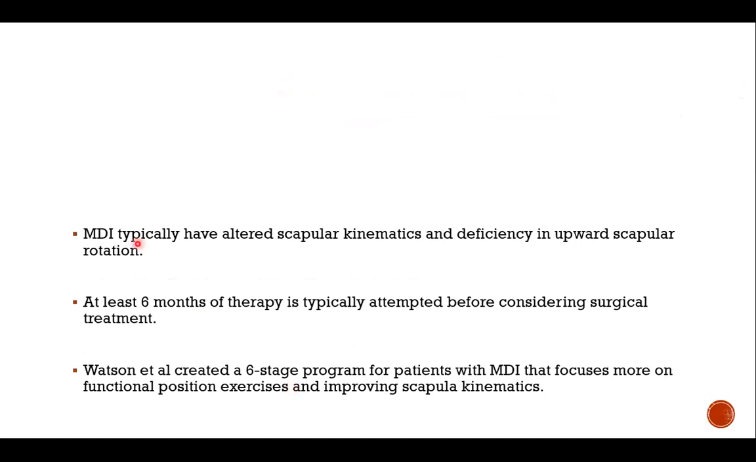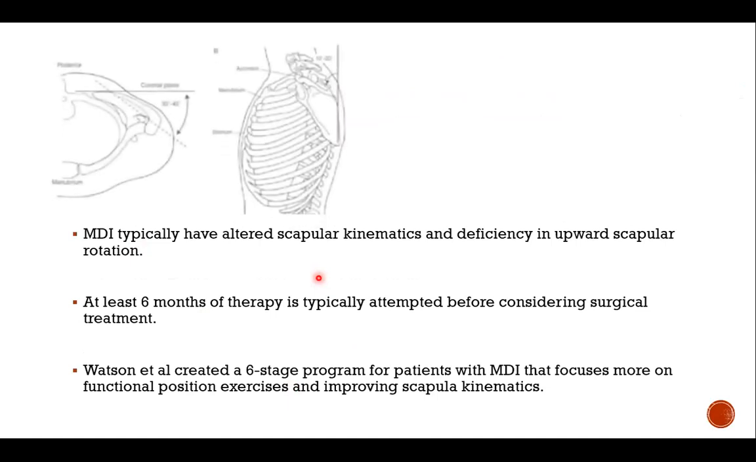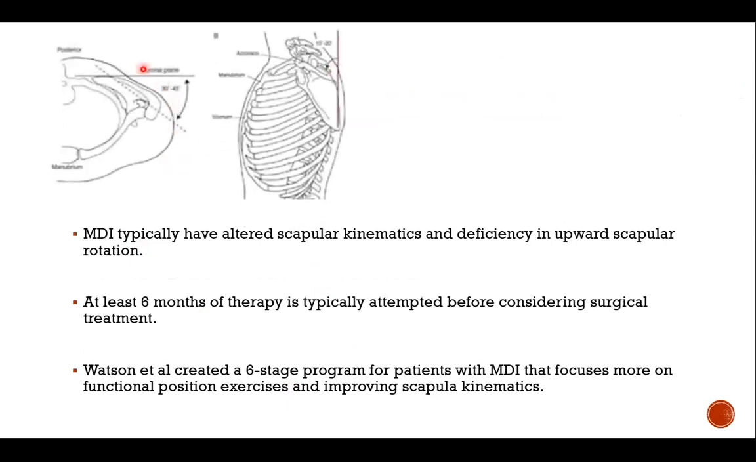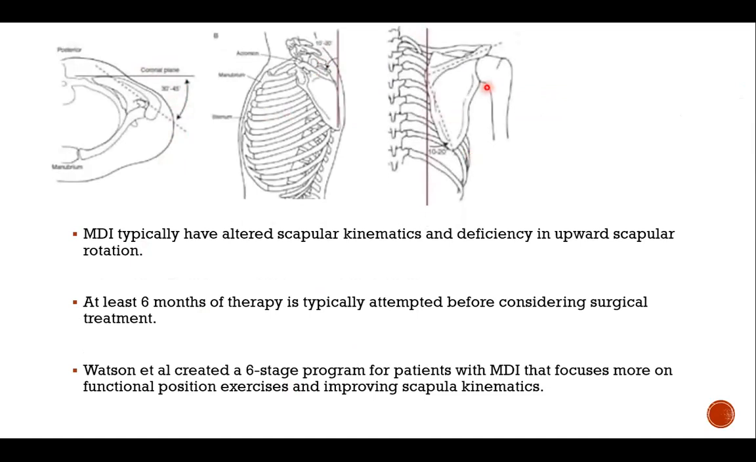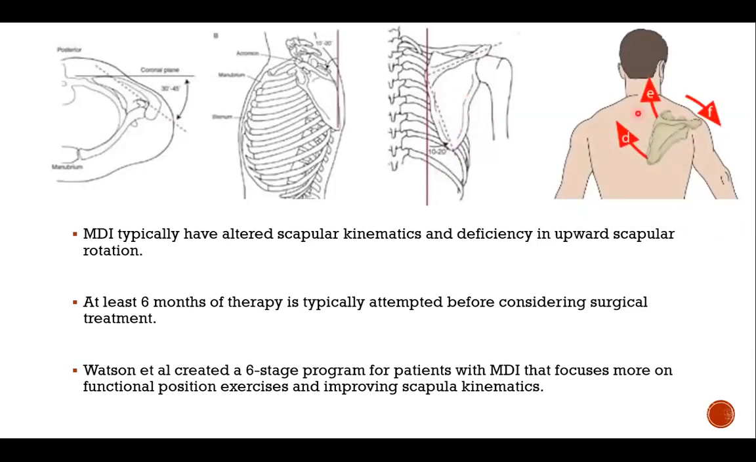MDI patients typically have altered scapular kinematics and deficiency in upward scapular rotation. This is the normal anatomy, where the scapula is internally rotated for around 30 to 45 degrees. It is anteriorly tipped, around 10 to 20 degrees. And this is the most important factor which is affected in MDI: the upward rotation of the scapula, which is around 10 to 20 degrees, is deficient. Typically patients have a downward rotation of the scapula at rest and lack of upward movement of the scapula through arm elevation.